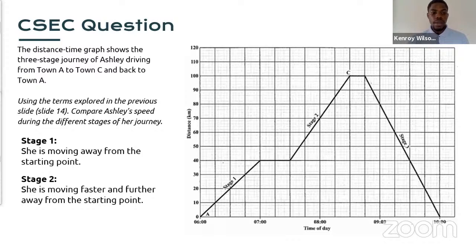So stage three is that line all the way to the right. And we realize that more than one thing is happening over there at stage three. The question said she went from town A to town C. And at the end of stage two, there is the letter C. That means she would have arrived at town C. So after she arrived at town C, what happened? I'm giving you hints and cues as to what to look out for.